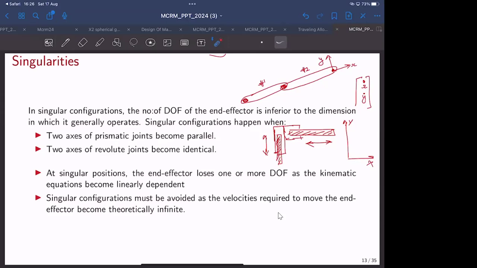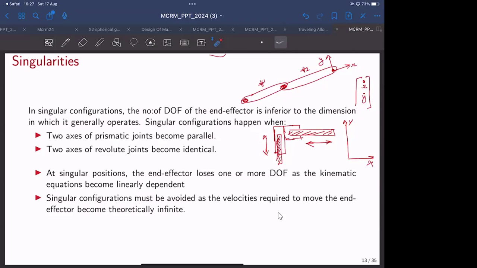Right? But what will happen if both of these axes are parallel? If both of these axes are made parallel, for 2 inputs, you will only get 1 velocity, right? For example, if both of these joints are made vertical, for 2 of these inputs, you will only get velocity along the y-axis. Or if both of these joints are made horizontal, you will only get velocities along the x component.